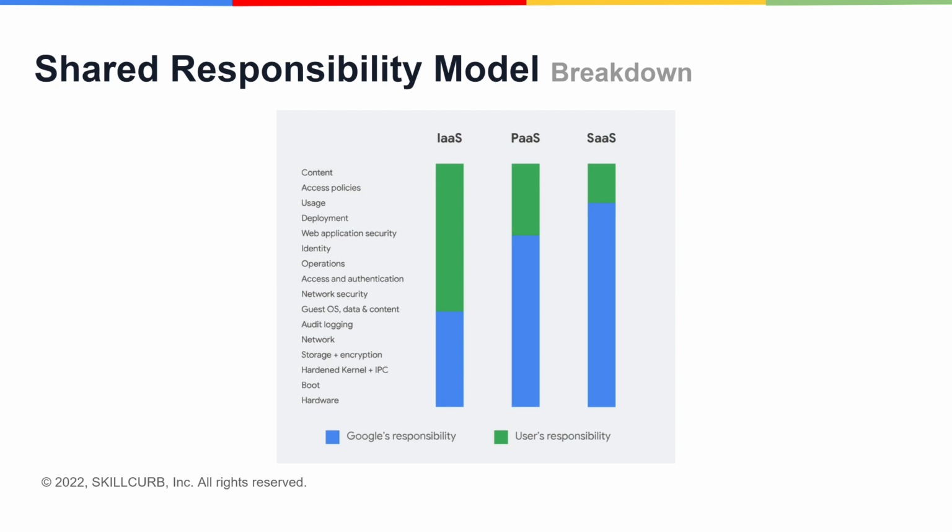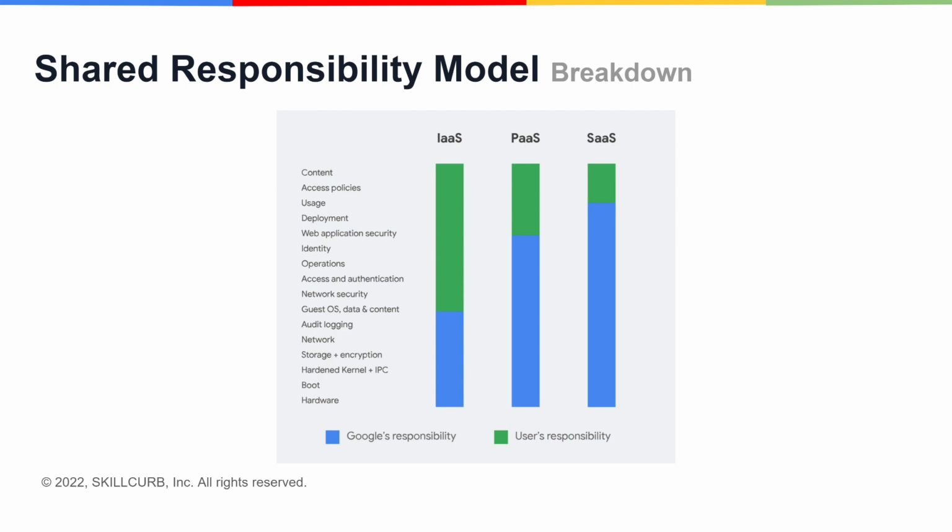Here's Google's breakdown of the shared responsibility model. GCP holds the customer responsible for securing a substantial scope of cloud infrastructure components, including cloud configurations and data stored in the cloud. So this is your content, the access policies, the usage and deployment, web application security, identity, operations, access and authentication, network security, and guest OS data and content. In short, if you can configure or store it yourself, then you are responsible for securing it. Per the model, as a company takes more ownership of its cloud computing, more components become the company's responsibility.